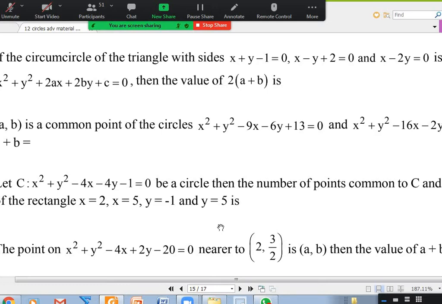Okay, I'm erasing 9th one. Anybody wants more time?